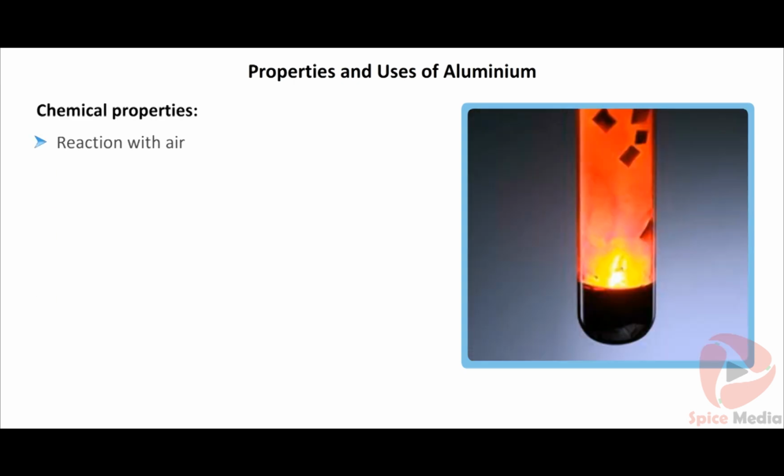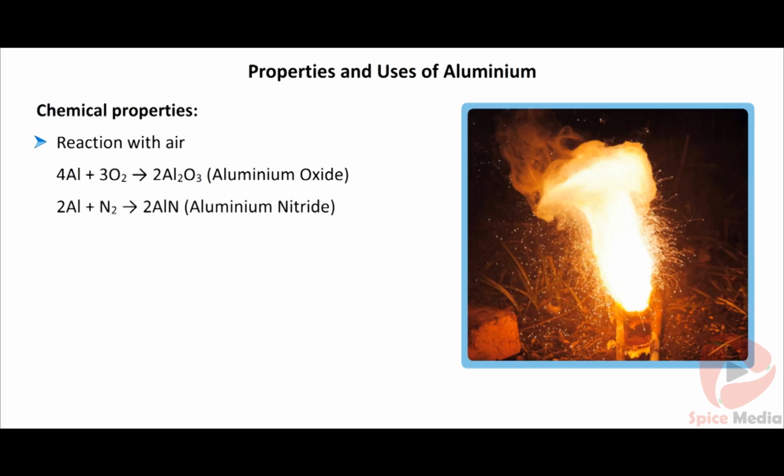Chemical properties. Reaction with air. It is not affected by dry air. On heating at 800 degrees Celsius, aluminium burns very brightly, forming its oxide and nitride. 4Al plus 3O2 gives 2Al2O3, aluminium oxide. 2Al plus N2 gives 2AlN, aluminium nitride.